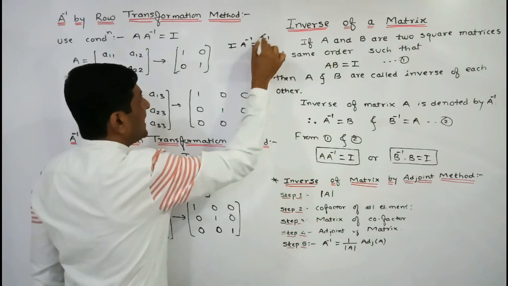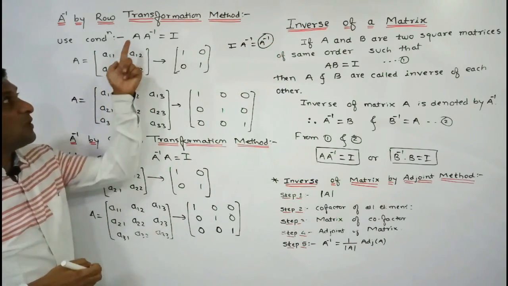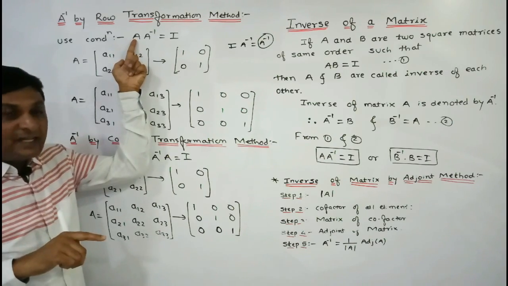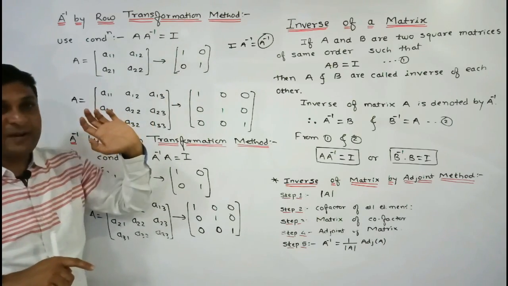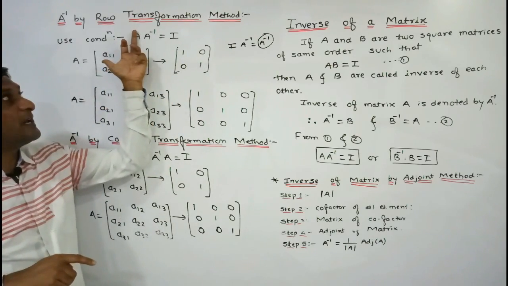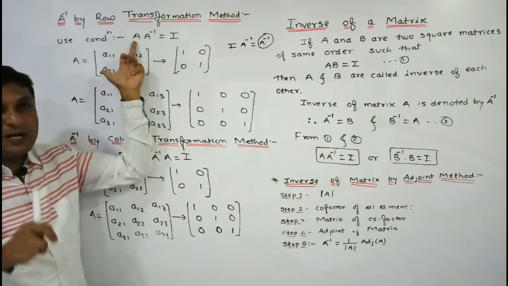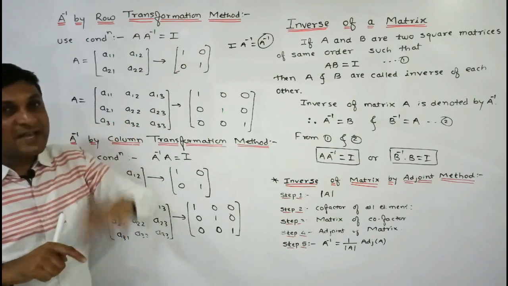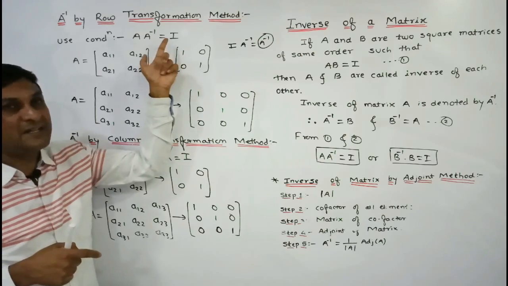A inverse. And our aim is also to find the value of what? A inverse. Means on this side we are trying to convert matrix A into what? Identity matrix. And these are the elements of the identity matrix. Whatever row transformation operations we perform on matrix A to convert it into identity, the same operations we have to perform on this side also, on the identity matrix.